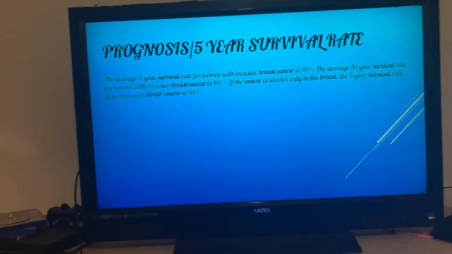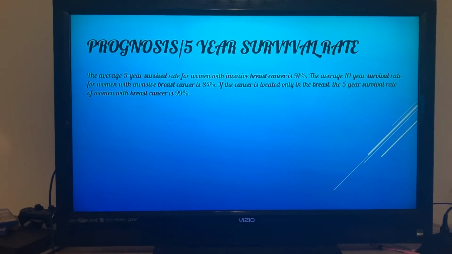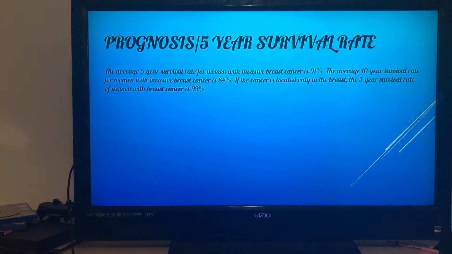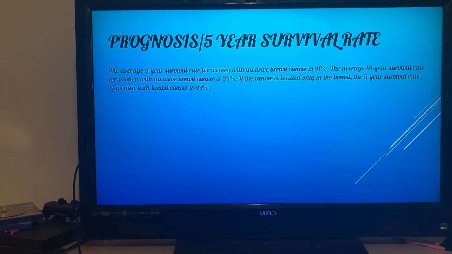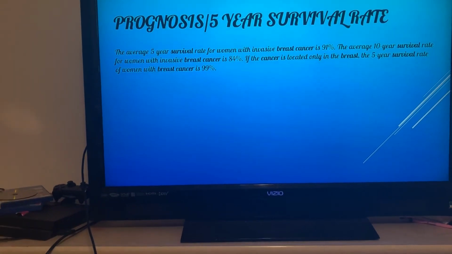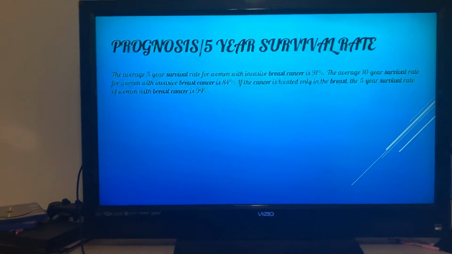The prognosis and 5-year survival rate. The average 5-year survival rate for women with invasive breast cancer is 91%. The average 10-year survival rate for women with invasive breast cancer is 84%. If the cancer is located only in the breast, the 5-year survival rate of women with breast cancer is 99%.